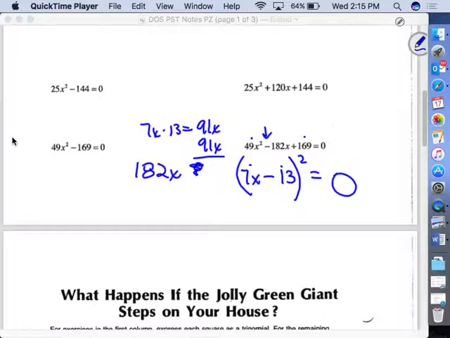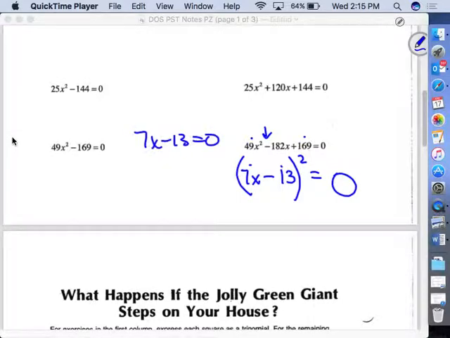So that means that this is the pattern, and the factored form of that pattern would be 7x minus 13 squared. If I were to solve this, I would just simply take 7x minus 13, set it equal to 0. I would have 1 root of positive 13 over 7.